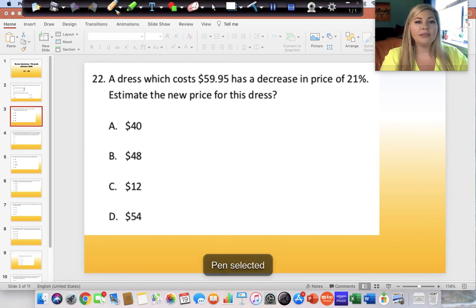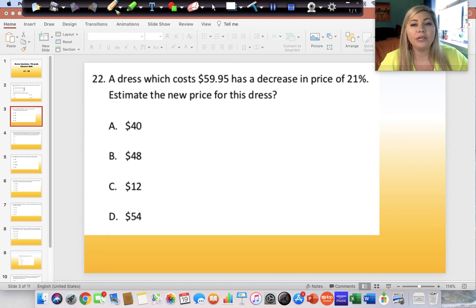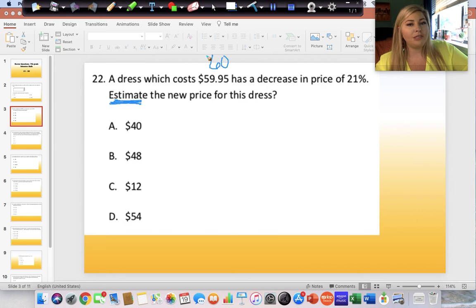Okay, a dress which costs $59.95 has a decrease in price of 21%. Estimate the new price for this dress. Remember, an estimation is not exact. An estimation is more like a guess. And what I would do when I'm estimating is round. So $59.95, I would round to $60. And the 21%, I would round to 20%.